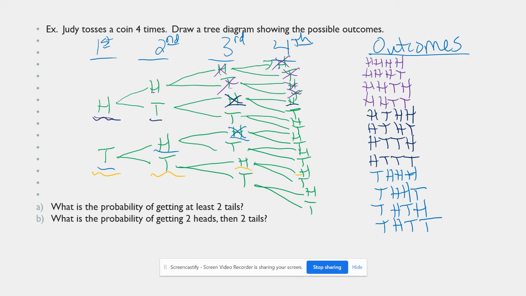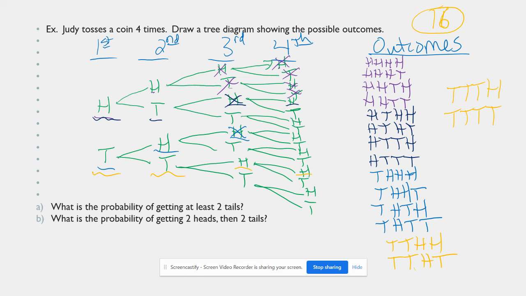Tails, tails, heads, heads, tails, tails, heads, tails, tails, tails, tails, heads, and tails, tails, tails, tails. All right, so there are all of our possible outcomes. If we count them up, we have 1, 2, 3, 4, 5, 6, 7, 8, 9, 10, 11, 12, 13, 14, 15, 16. We have 16 possible outcomes.